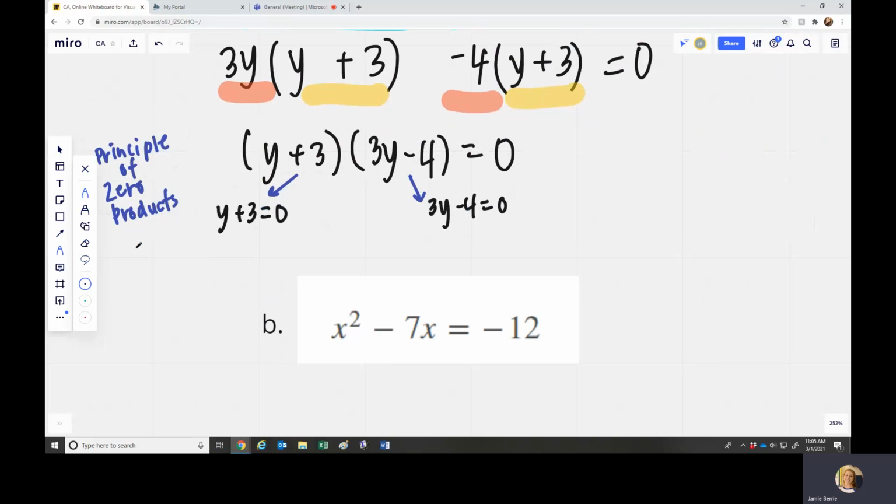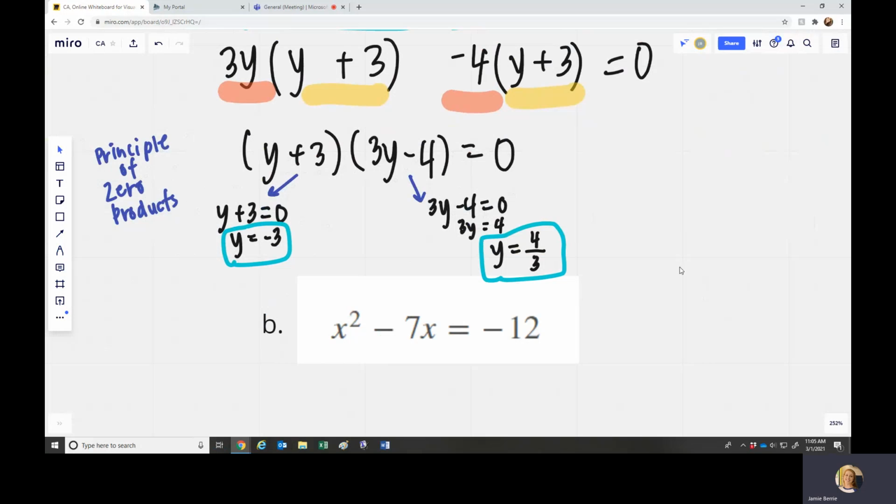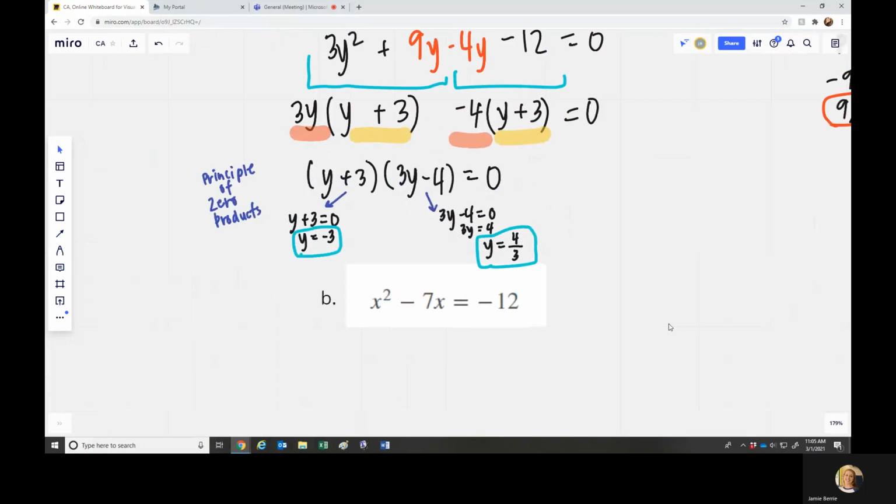All right, so we have y plus 3 equal to 0, 3y minus 4 equal to 0. And again, we're going to move that 3 over. That gives us our first answer, y equals negative 3. Use a different color. Better. Okay. Then over here, move the 4 over. That's 3y equals 4. Divide both sides by 3. So that's y equals 4 divided by 3. There's our second answer. So again, with quadratic equations, you will always end up with at most 2 solutions.